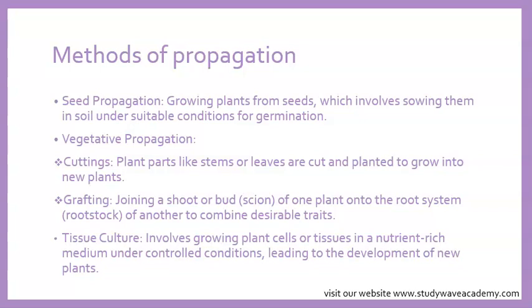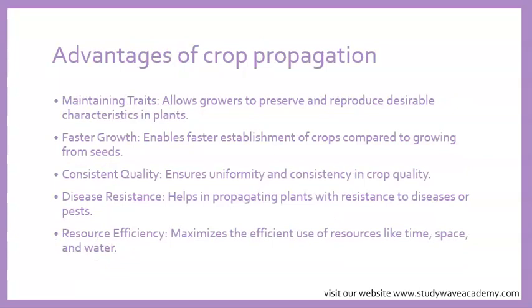So these are the methods of propagation: seed propagation, vegetative propagation, and tissue culture. Okay, remember, propagation of crop means the ways and processes used in increasing the number of crops, right? So these are the ways you increase the number of crops: seed propagation, vegetative propagation, and tissue culture. So next we're going to be looking at the advantages of crop propagation.